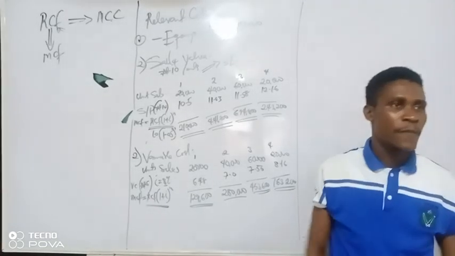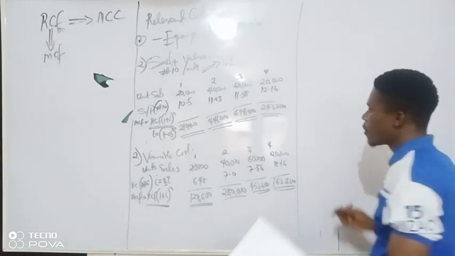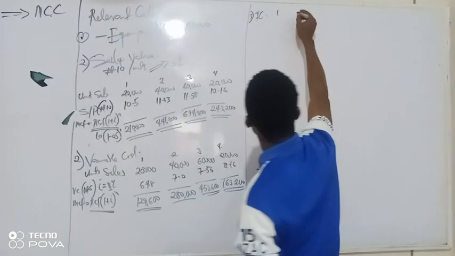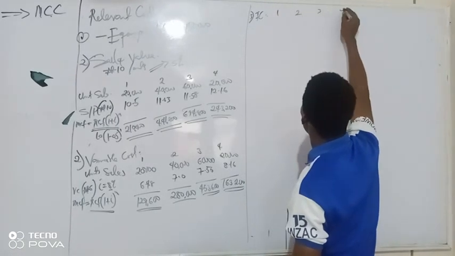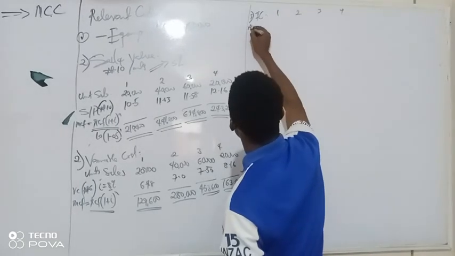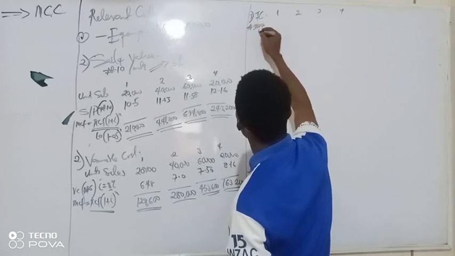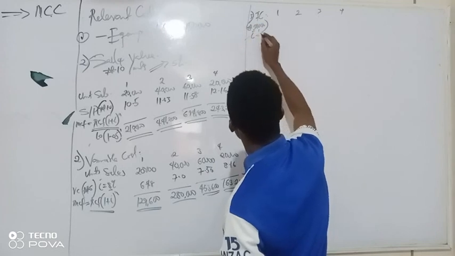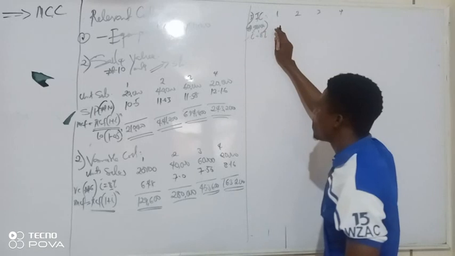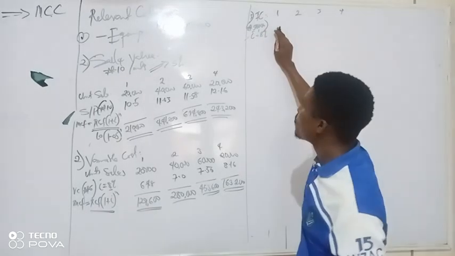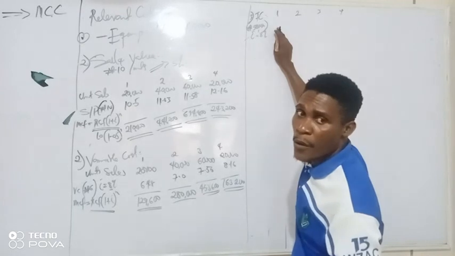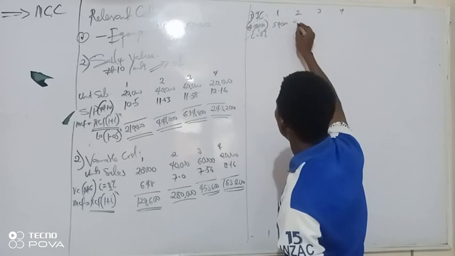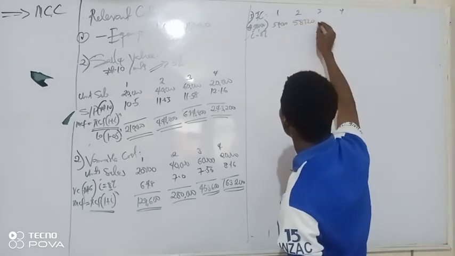So for the fixed cost, number 3, for year 1, year 2, year 3, and year 4, as at today's price you pay 50,000. Please inflate it by 8%. Year 1 is 54,000, and year 2 is 58,320.